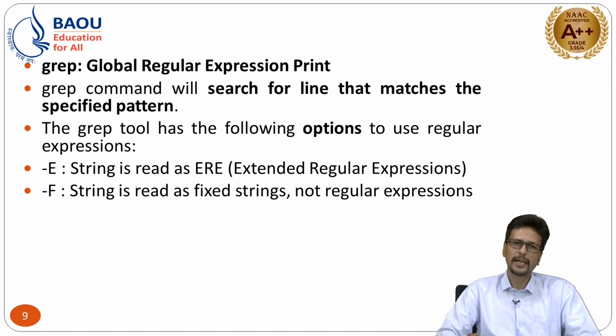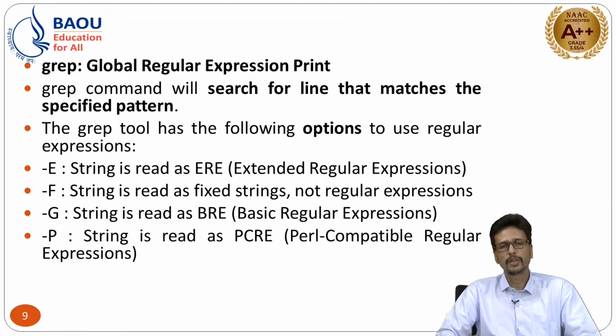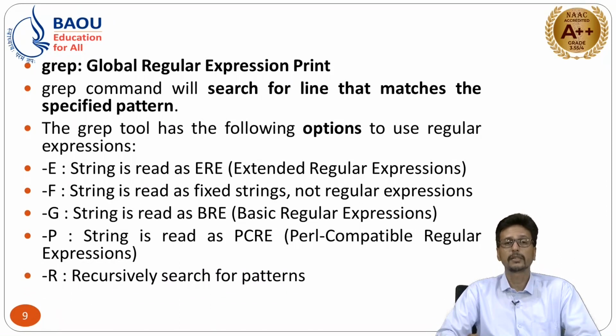Then, if you are using F, it means fixed string and not a regular expression. If you are using G, then it is basic regular expressions. If you are applying that particular pattern in Perl scripting, in that case you are using P, that is Perl compatible regular expressions, and R, that is recursively search for a particular pattern. So as we already discussed, if you want to search a specific pattern from a string or from a file, in that case you are using these particular options.